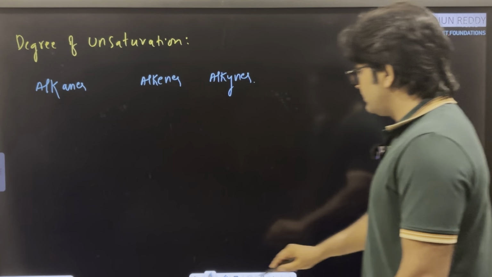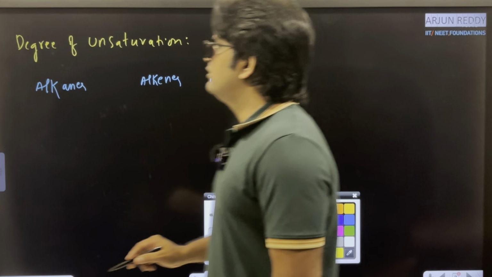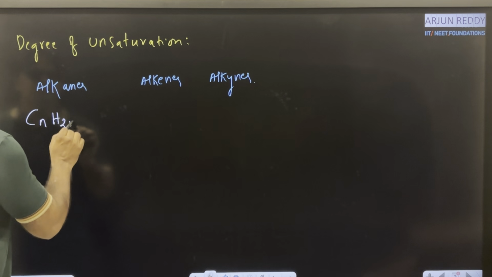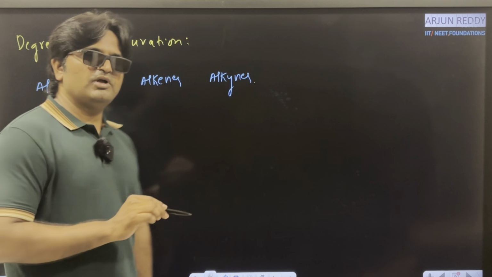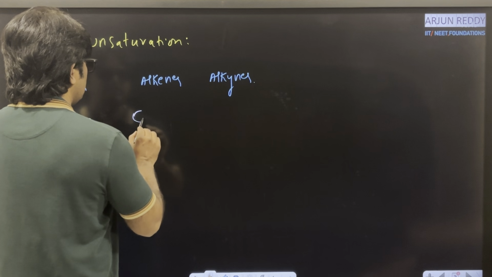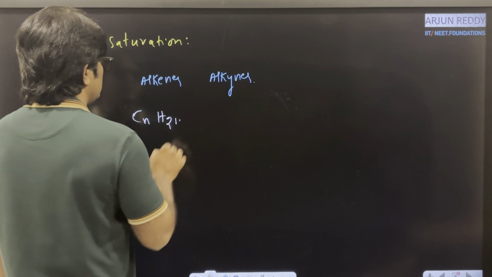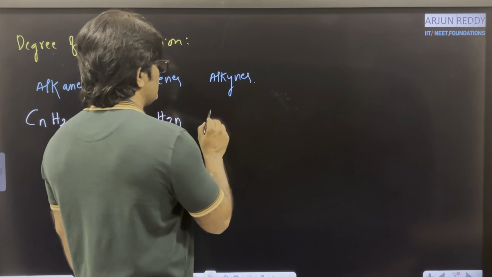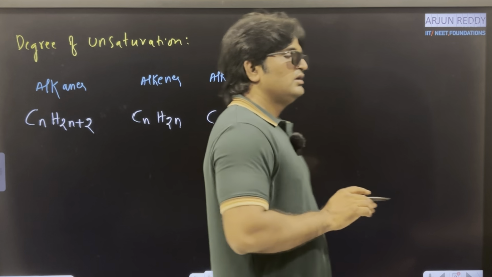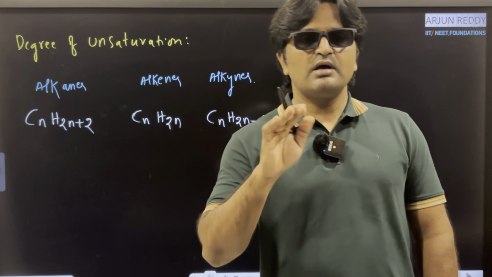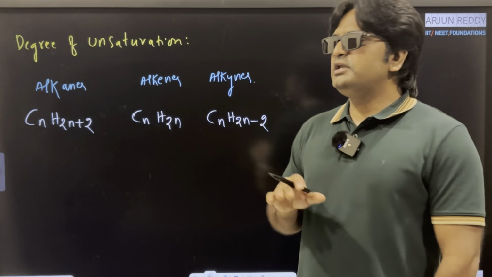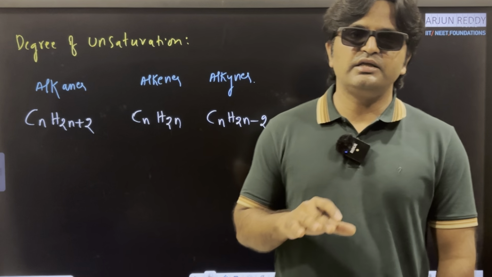What is the general formula of alkanes? Very well known, CnH2n plus 2. And the general formula of alkenes is CnH2n. And the general formula of alkynes is CnH2n minus 2. So why are we writing the general formula? What is the need of writing the general formula to understand degree of unsaturation?